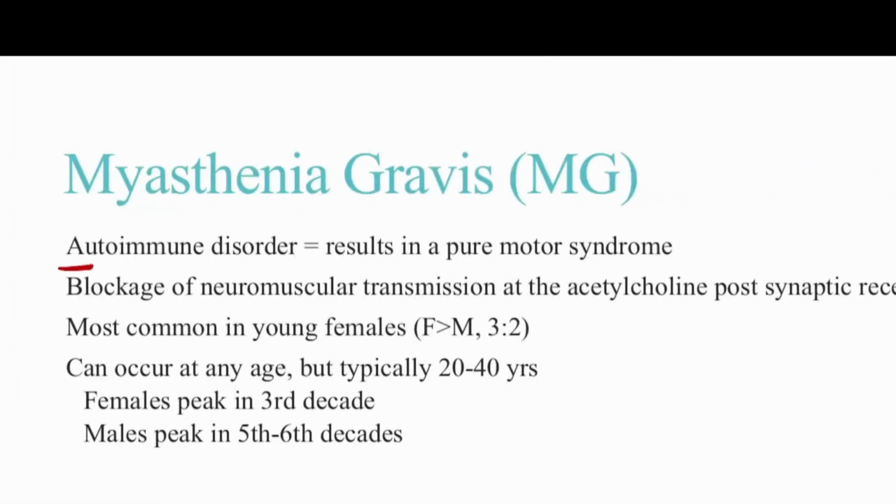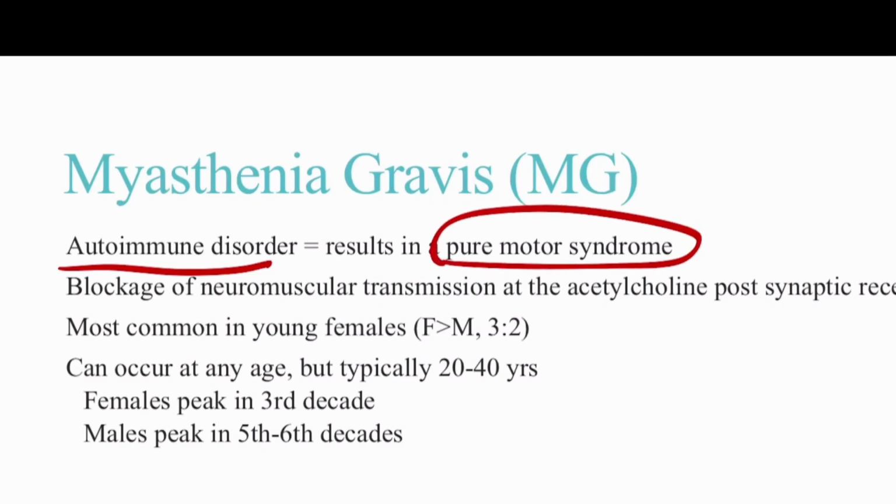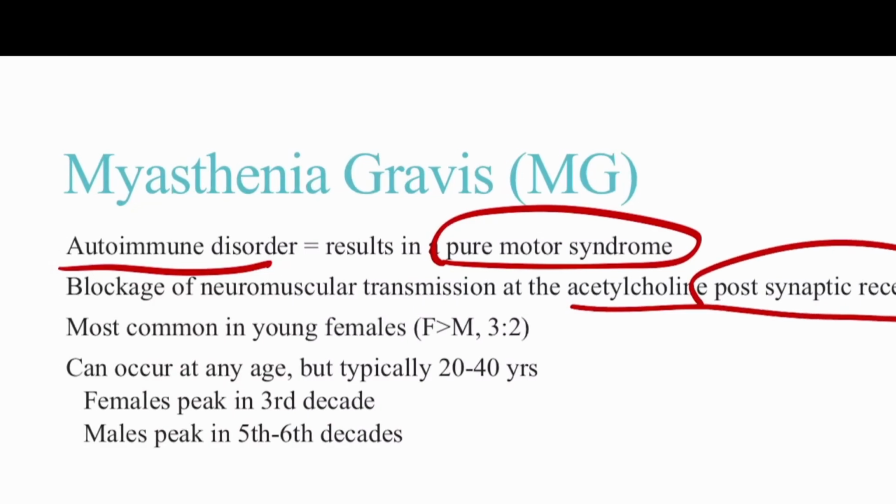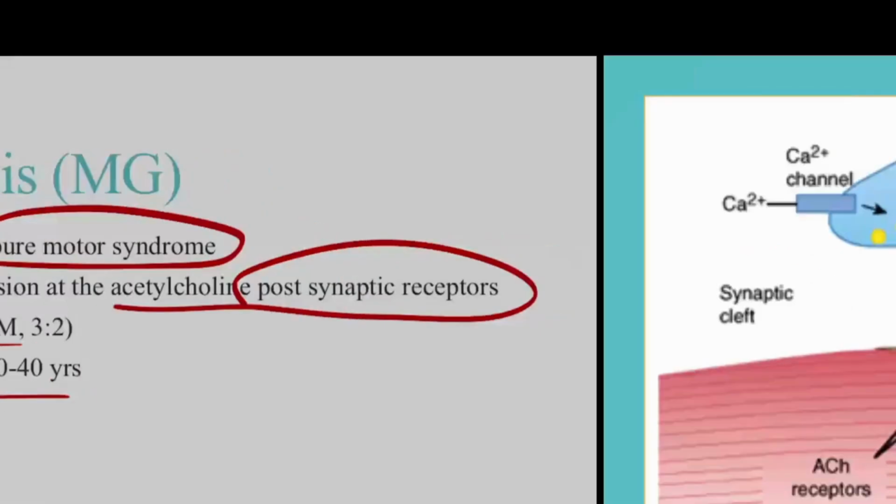Myasthenia gravis, autoimmune disorder, pure motor syndrome. Okay, myasthenia gravis is just motor. What myasthenia gravis does, it blocks acetylcholine at the postsynaptic receptors. So acetylcholine can't bind to it because myasthenia gravis, the autoimmune, blocks those receptors, and therefore nothing gets transmitted. Most common, females over males, can occur at any age, but usually 20 to 40. Males in the third decade, females in the third decade. Males will peak in that fifth or sixth decade.